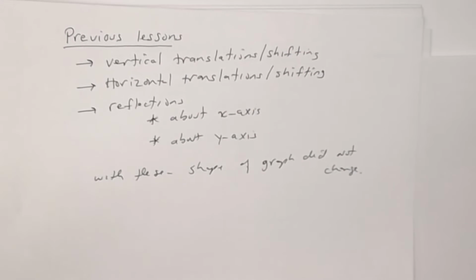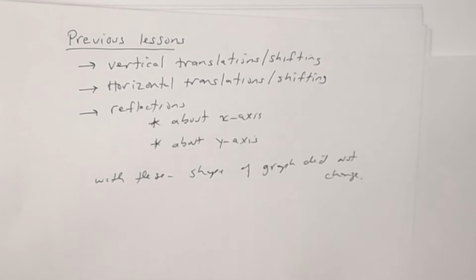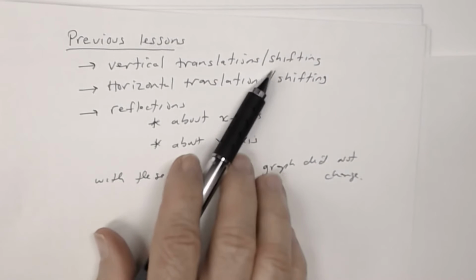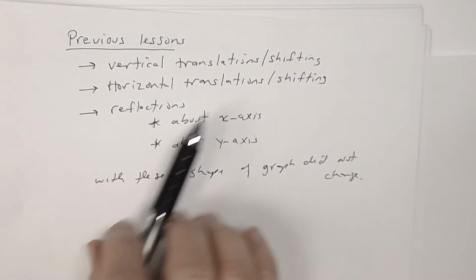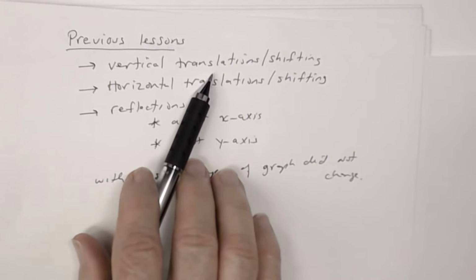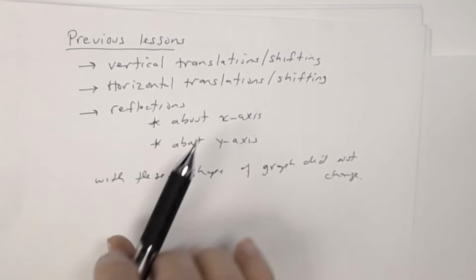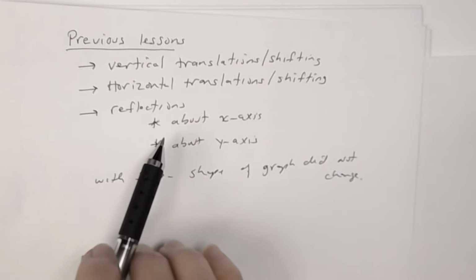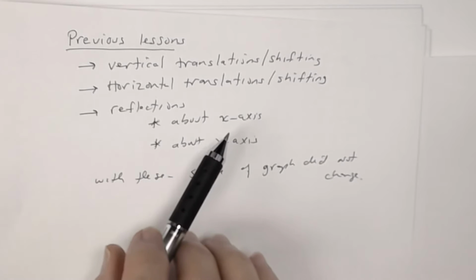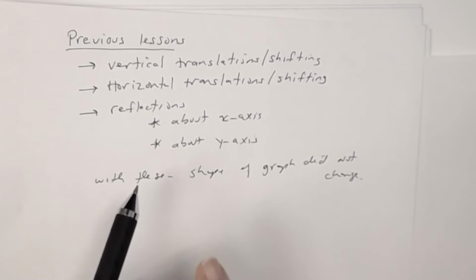This is the next part in our study on transformations. In previous lessons, we looked at these kinds of transformations. We looked at vertical translation or shifting, and horizontal translation or shifting. Now remember, sometimes we use the word translation, sometimes we use the word shifting. We also talked about reflection, about the x-axis and about the y-axis.